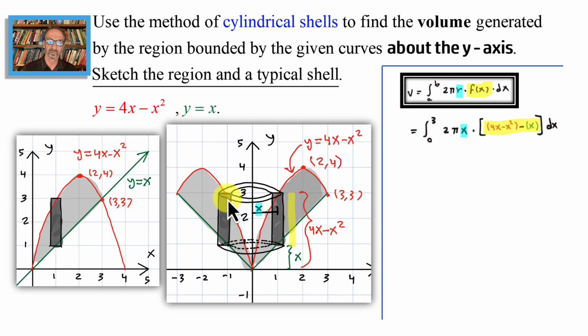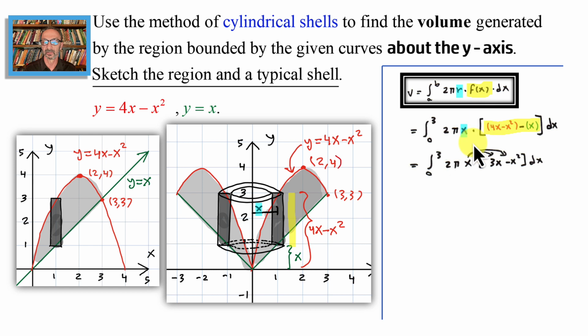That's the main part of the problem. Seeing the graph and the intersection points, the cylindrical shell sample, and the height and the radius. Once you put it in, after that becomes regular steps. So let's finish the problem. Now, inside it's 4x minus x to the second minus x, so it's 4x minus x, that's 3x minus x to the second.